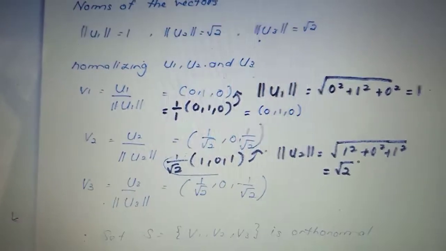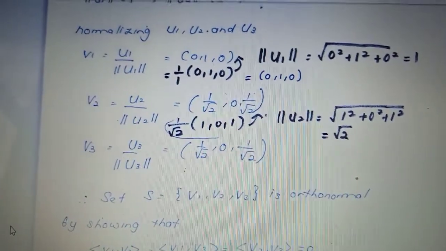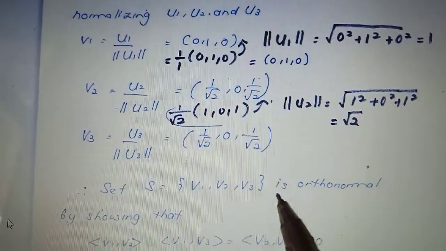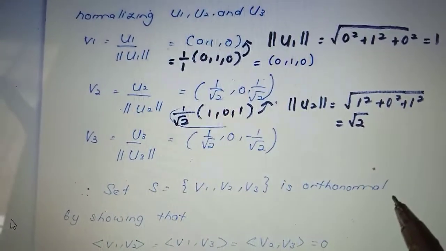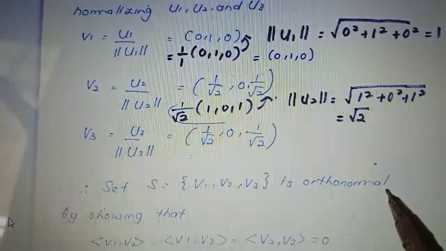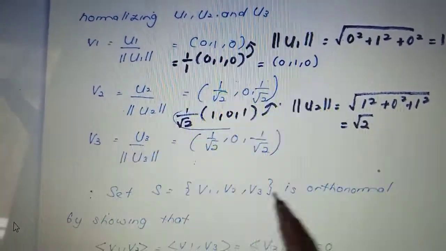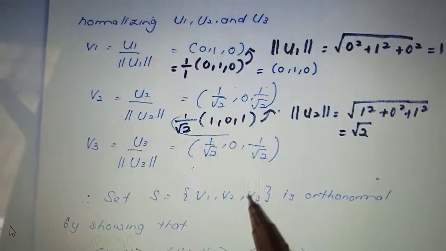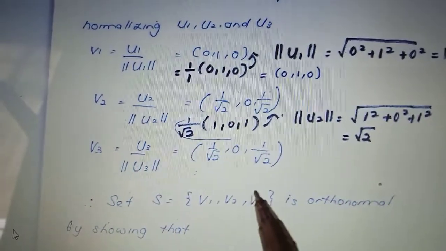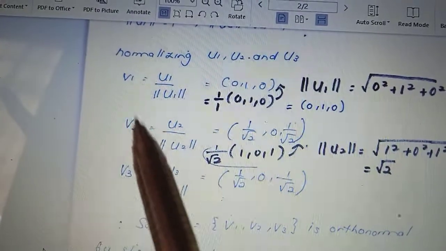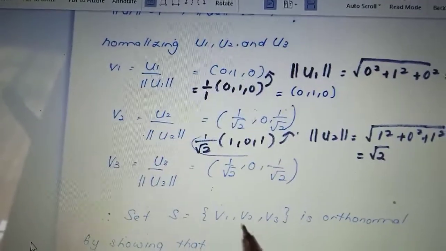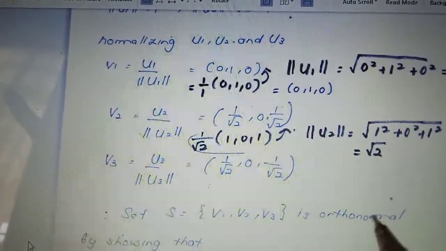Since we have that, we can say that the set v1, v2, v3 is an orthonormal set of vectors. Remember, an orthonormal set of vectors comes from the orthogonal set first. u1, u2, u3 is an orthogonal set. So in order to make it orthonormal, from u1, u2 and u3, we normalize them first by getting v1, v2 and v3. Once we get v1, v2, v3, the set is an orthonormal set of vectors.